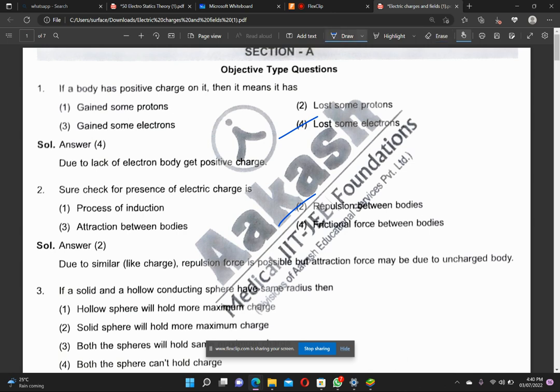So you need to just check if the bodies are repelling, then it's a charged body. Attraction can be between opposite charges and even neutral bodies can be attracted. So if attraction is taking place, it doesn't mean that it is a charged body, because even a neutral body is also attracted. Due to like charges, repulsion force is possible, but attraction force may be due to an uncharged body as well.